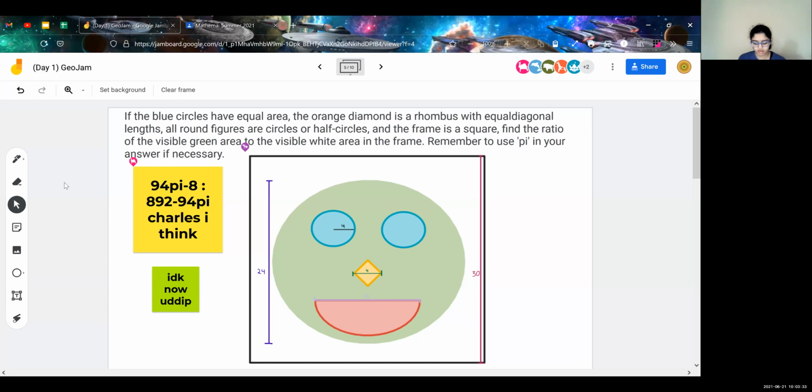Okay, remember that the area of the visible white area is just going to be the white area minus what the area of the green circle would be if none of the shapes on top of it were there. So Charles, part of your answer needs editing, because I think you subtracted the thing you found in the first part from the area of the circle and from the area of the square frame, and that is not what you're supposed to do.